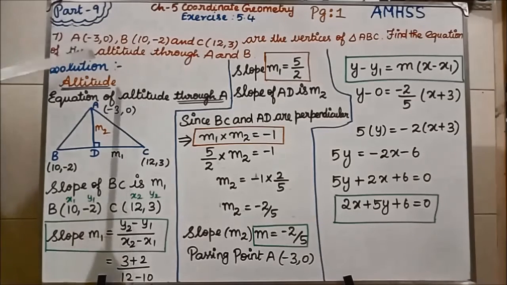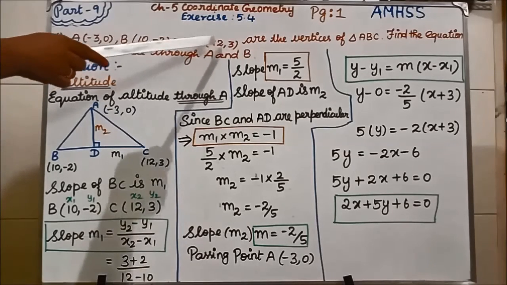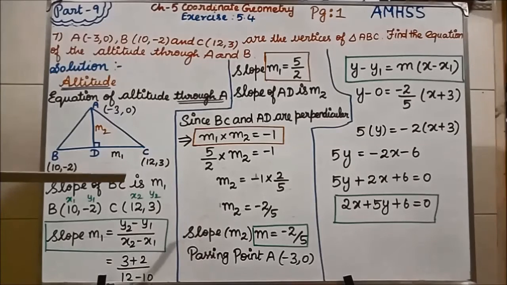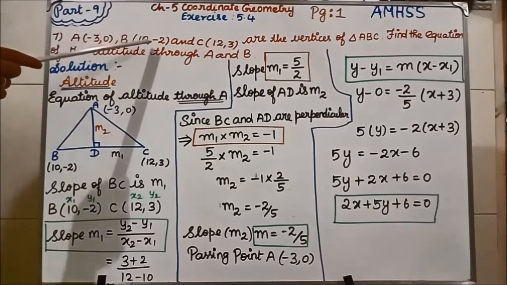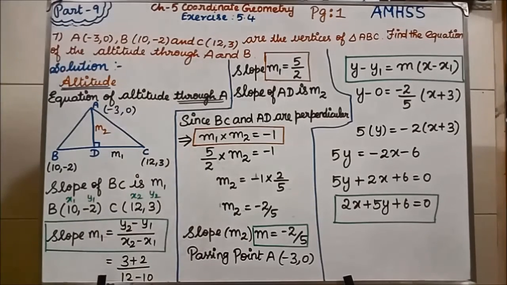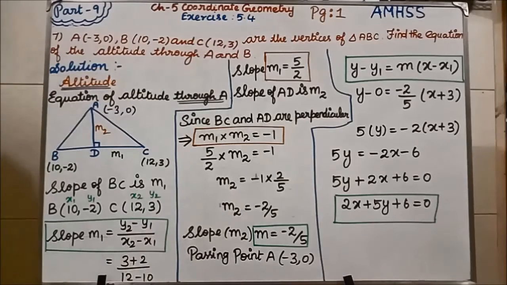A(minus 3, 0), B(10, minus 2) and C(12, 3) are the vertices of triangle ABC. What we are saying is, vertices of a triangle. So in triangle ABC, A vertex is this, B vertex is this and C vertex is this. Find the equation of the altitude through A and B. Okay, we have to find the equation of the altitude through A and B.